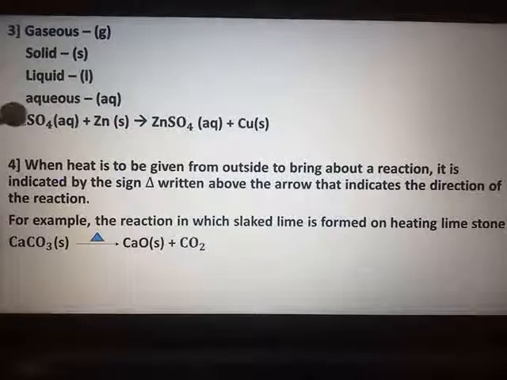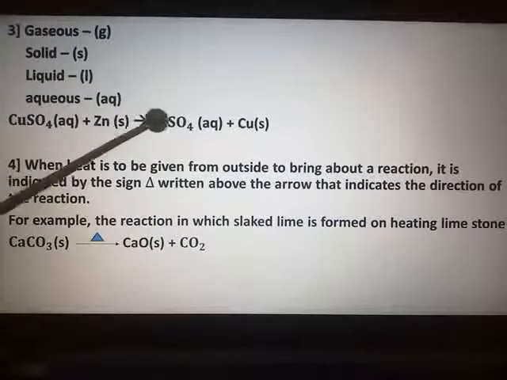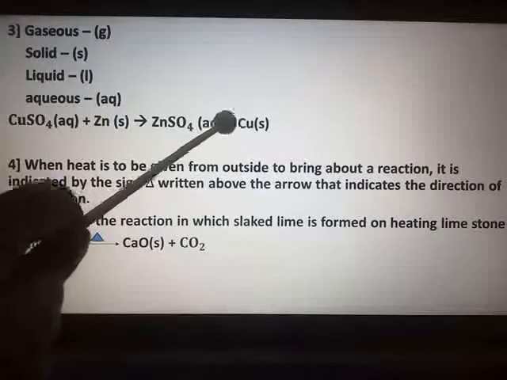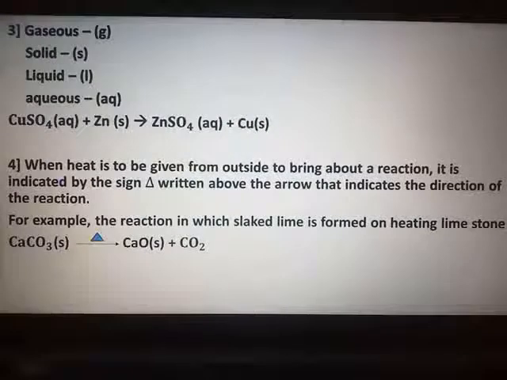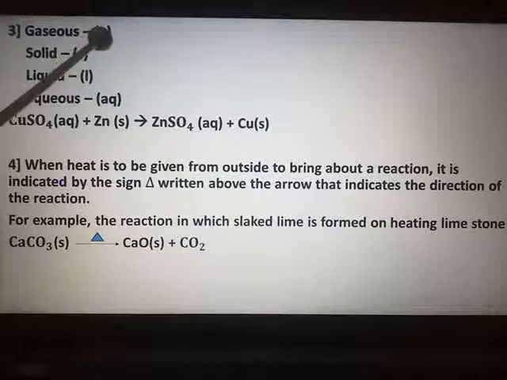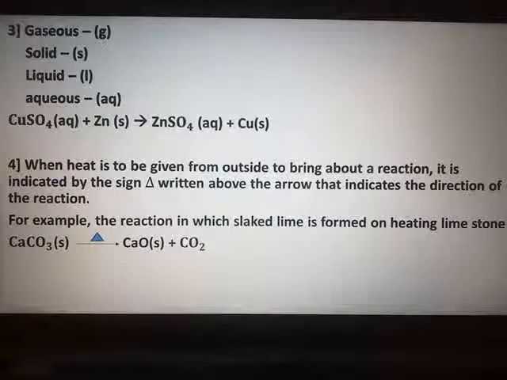Now look in this equation. CuSO4 is in the aqueous state plus zinc. So copper sulfate reacts with zinc. Zinc is in the solid state, gives ZnSO4, that is again in the aqueous state, plus copper which is released in the solid state. Looking at this reaction, I come to know that copper sulfate, if I have to take, should be in the aqueous form. So that powder I will take and dissolve in water. Zinc, solid, means I have to take zinc granules or zinc powder. So it makes my chemical equation more informative. Also, the gaseous state, if you want to indicate, you can indicate by an arrow in the upward direction.